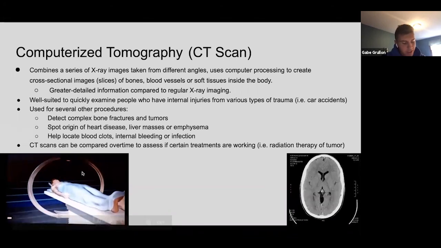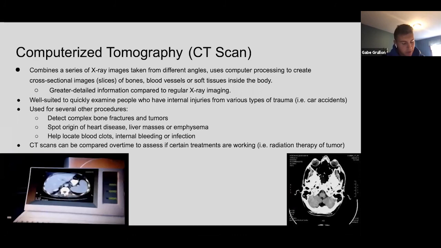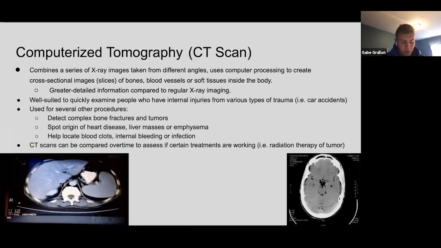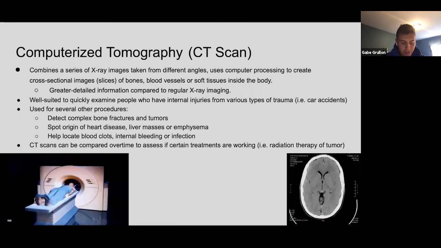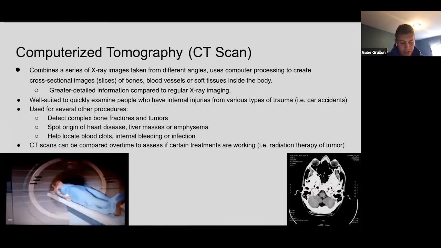The image slices created can be displayed in a 2D form or stacked together to create a 3D image, which can reveal abnormal structures, internal injuries, or can even be compared over time to assess the progress of tumor degradation through radiation therapy.